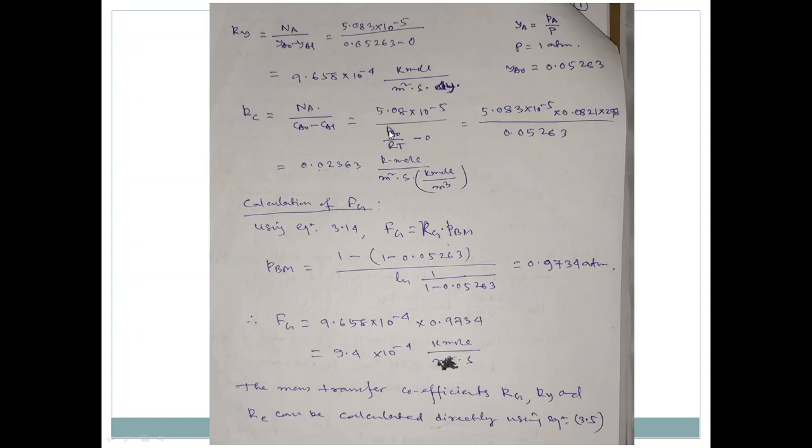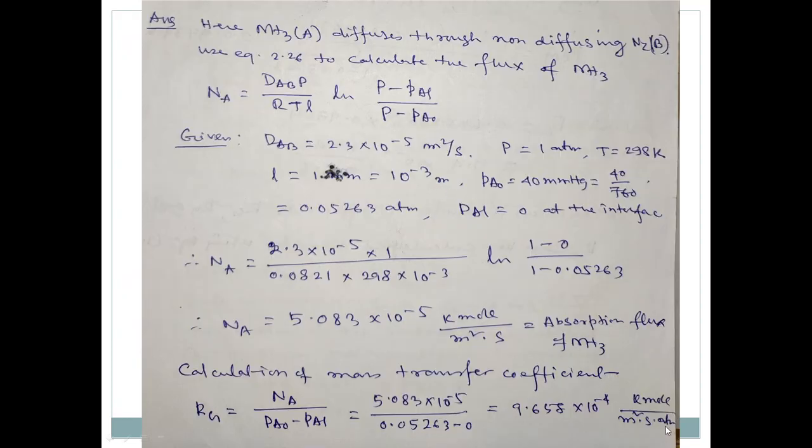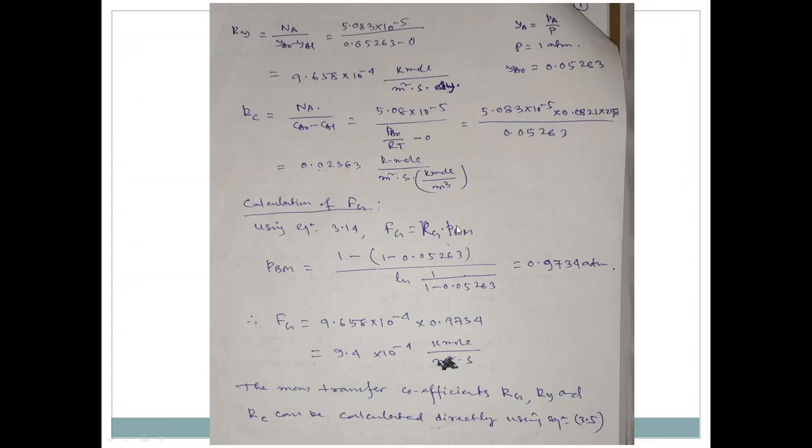Now CA0 equals PA0 by RT and CAL equals 0. So NA into RT over PA0 will come to 0.02363 meter per second. This is delta C, in kilomole per meter cube. In this case the unit is delta y, this is delta C in kilomole, and in this case delta P is in atmosphere. You have to mention that.